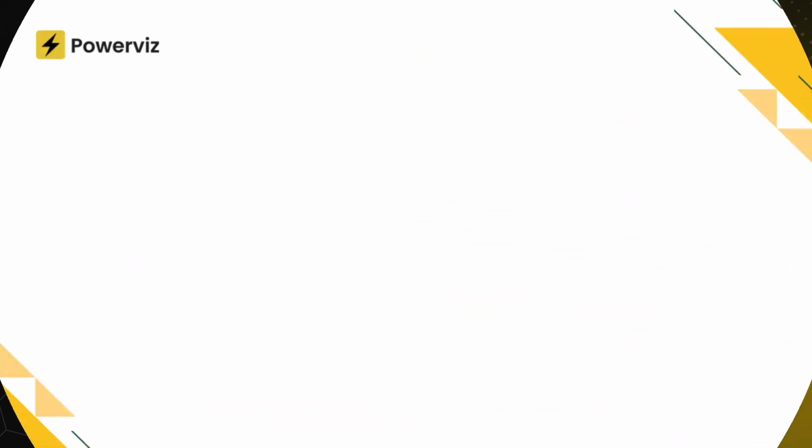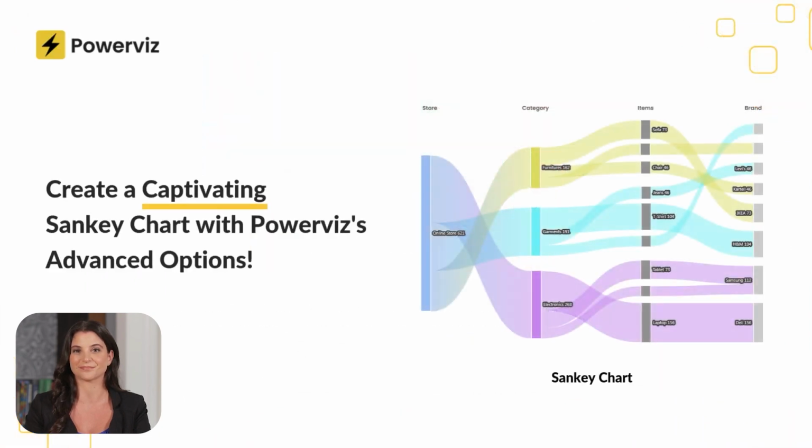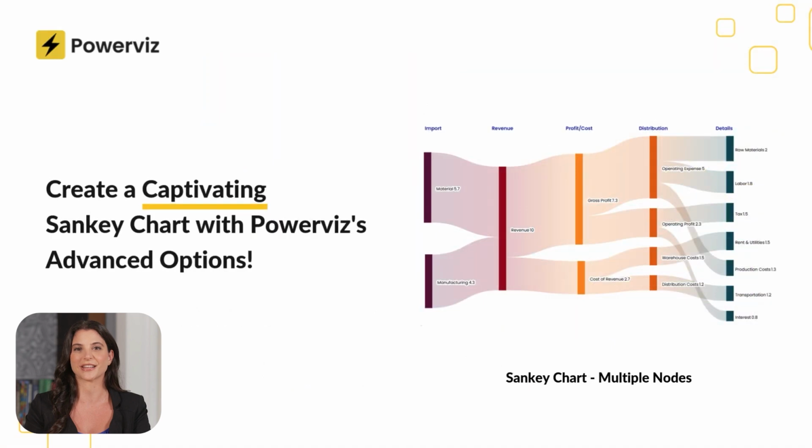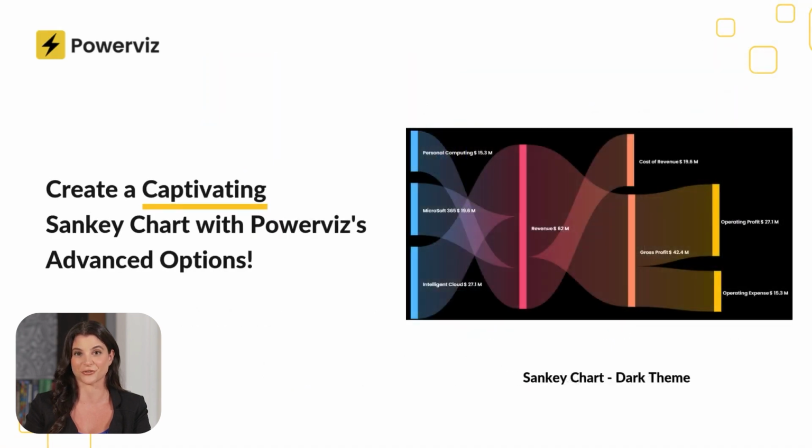Welcome to Powerviz. Let's explore top 5 features of the Powerviz Sankey Chart, a dynamic flow diagram that brings your data journey to life. Whether you're tracking movement between categories, processes, or resources, this chart helps you visualize connections and proportions with stunning clarity. Let's explore its top 5 standout features.